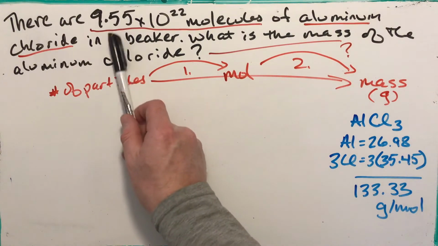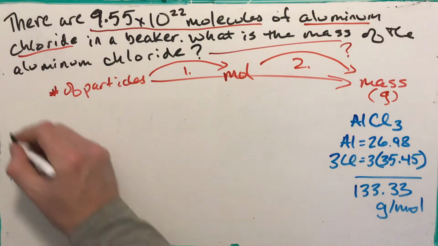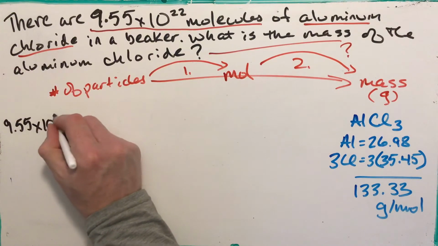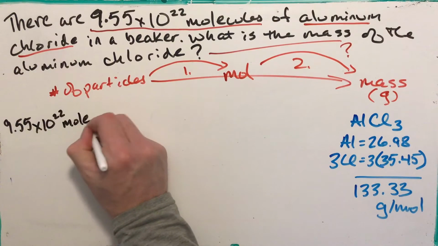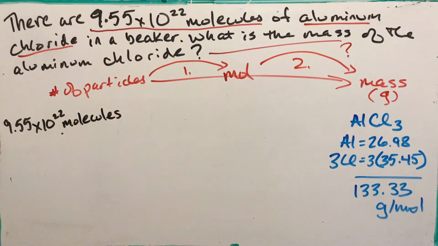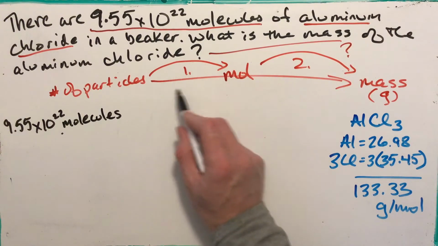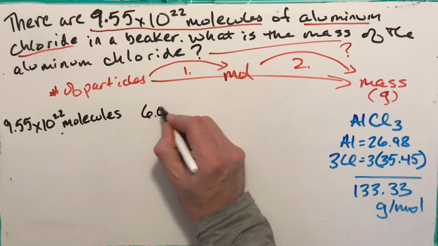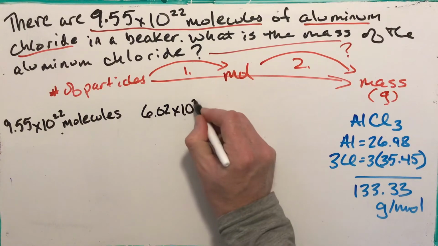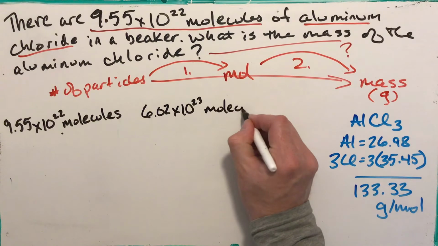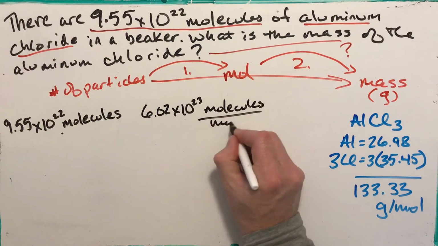I always start with the first thing they give me. So the only value I have is 9.55 times 10 to the 22 molecules of aluminum chloride. I'm going to use my conversion factor between particles and moles. And that is, I know that there's 6.02 times 10 to the 23rd particles, but my particles now are molecules, per mole.